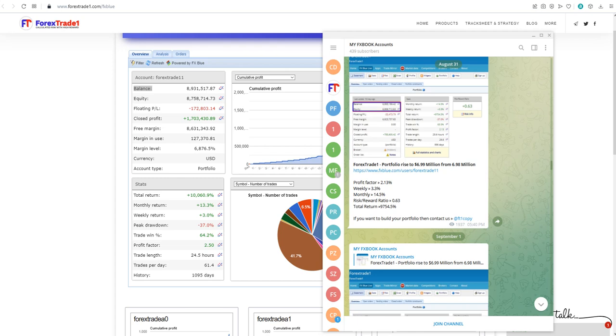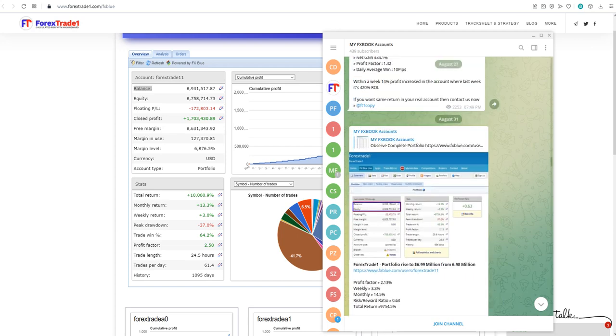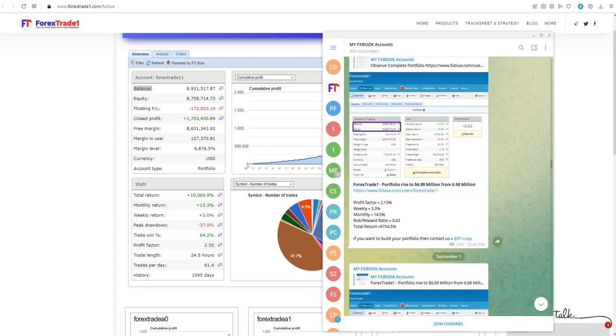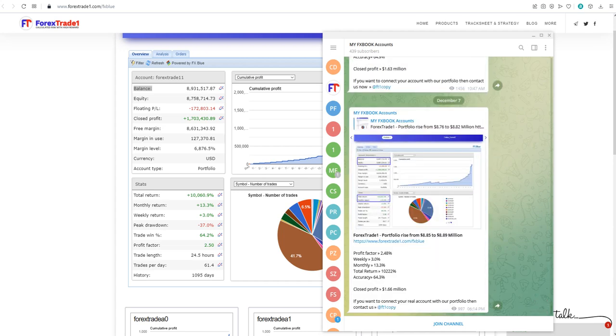And all these details we are constantly updating. You can see 6.99 million, and whatever the profit and loss, on consistent basis we are updating. So make sure you check all these details and verify how transparent we are, and all the details are open. You can verify all the trades, you can verify connected accounts, how much profit from each account is generated, all these details are available.